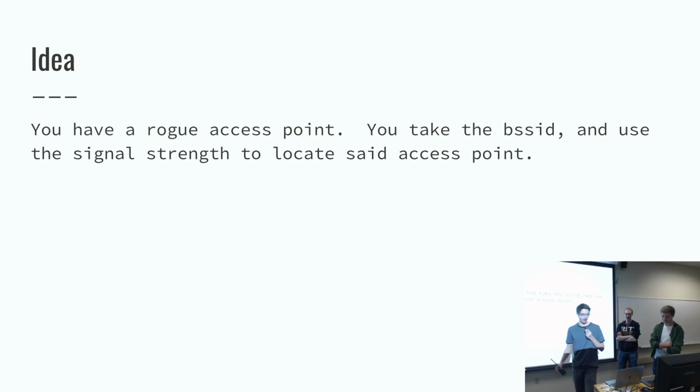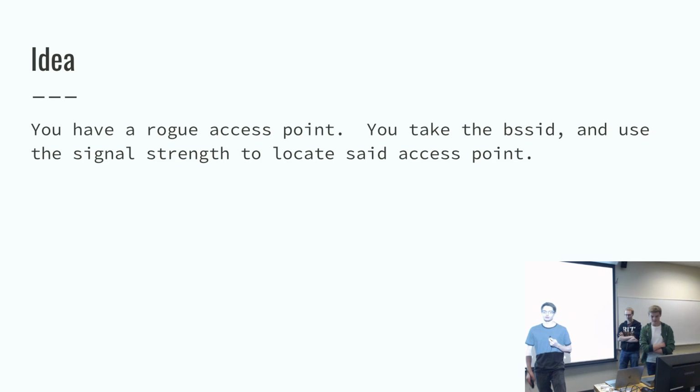All right, so I mentioned a bit about this earlier. We're going to take the BSSID, so the MAC address of an access point. We're going to look for it based on the signal strength that we can see through a Wi-Fi interface card in a computer.